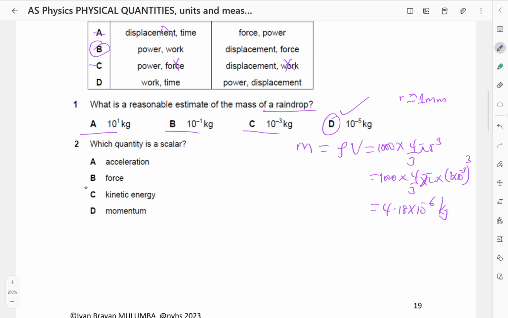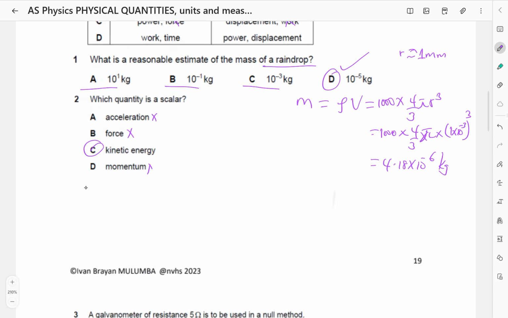Which quantity is a scalar? Vector, vector, vector. The answer is C.